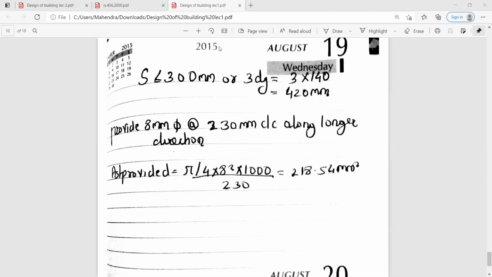218.54. Okay. So this is the main reinforcement for the shorter and the longer span. Now we need to calculate the corner reinforcement. So anyone is having any doubts up till here? If you are having any query, you can ask. Proceeding for the next part.